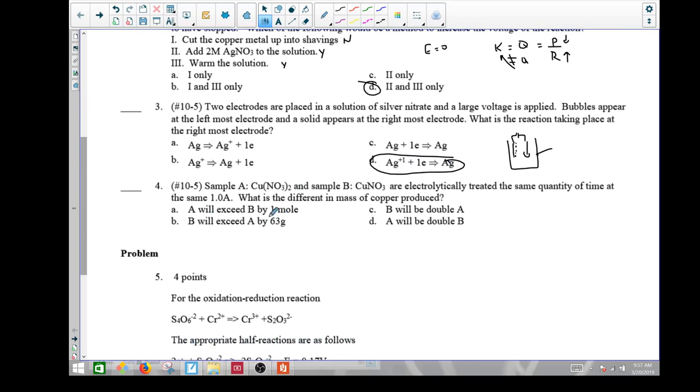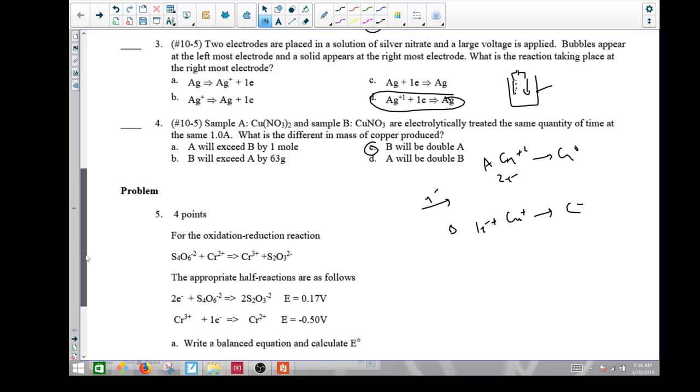Next one. Two copper samples are being electrolytically reacted, and they're forming copper. One has copper plus 2 converted over to copper metal, and that requires 2 electrons. Copper plus 1 going to copper metal only requires 1 electron. Because we have the same time and the same amperage, this requires twice as much electrons, so B will be double A. This will be double this one, so it will be C.